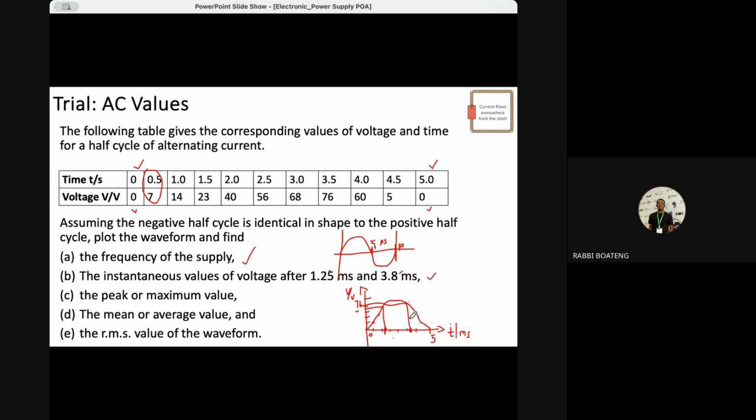Any different answer? Does it mean we are not doing it? I want an answer. Or what's going on? Give me an answer and let me give a comment if you are on path. Sir, please, for 1.25, I had 16. 16, okay. 16 volts, yes, sir.